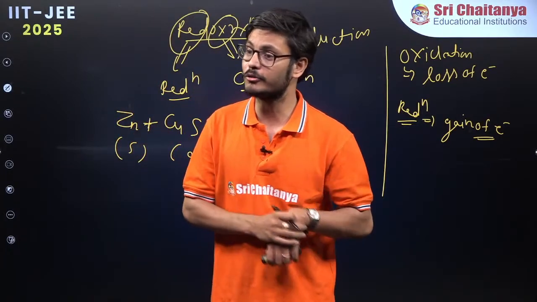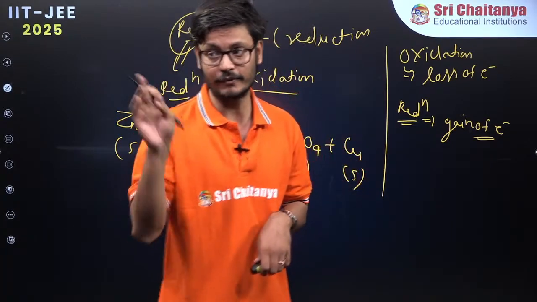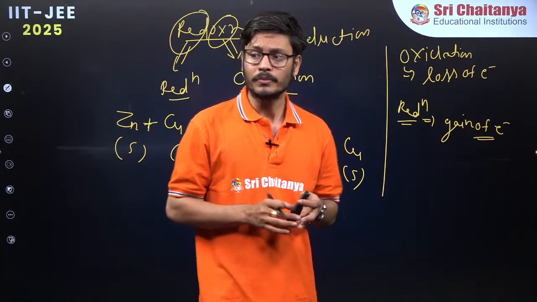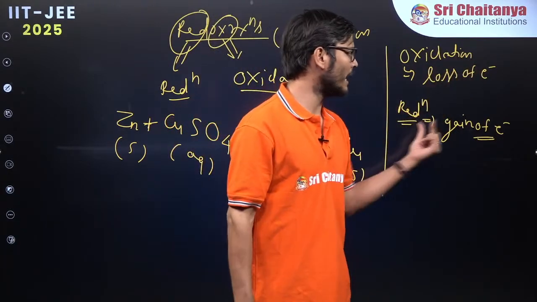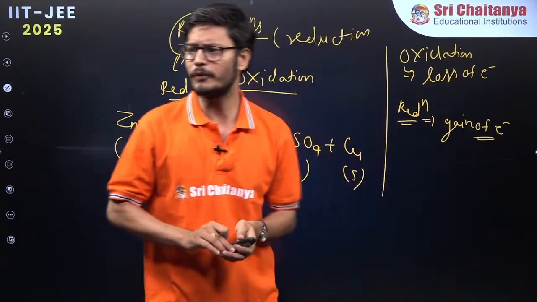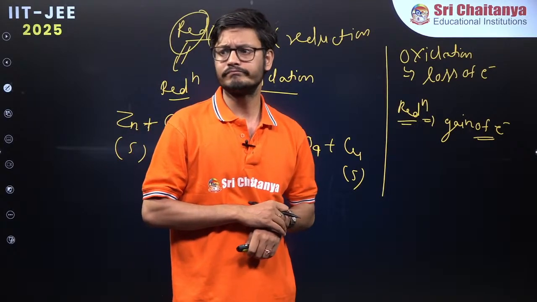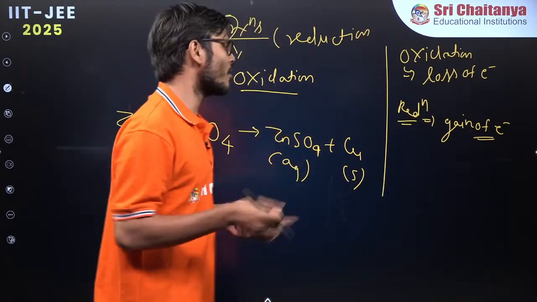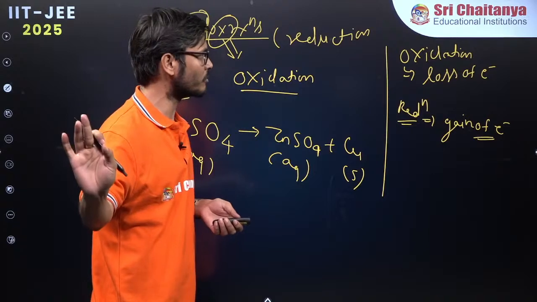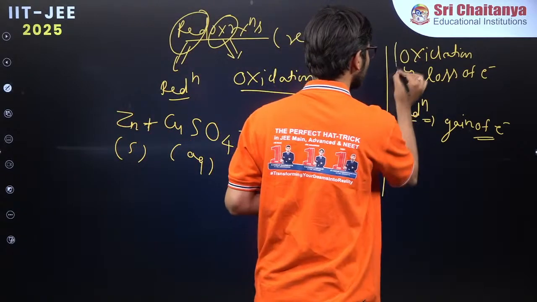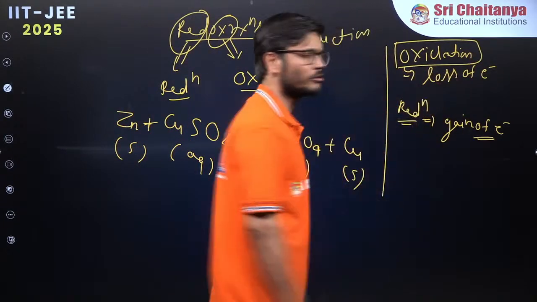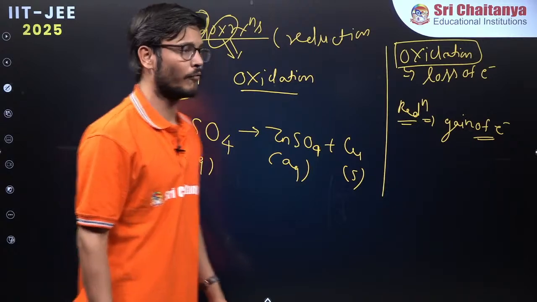Addition of oxygen also, we will come to that. That is a very interesting point. For now, loss of electron and gain of electron. Most of you are saying that it is addition of oxygen and removal of oxygen. Let me come to that also. But the basic definition is oxidation means loss of electron, reduction means gain of electron.